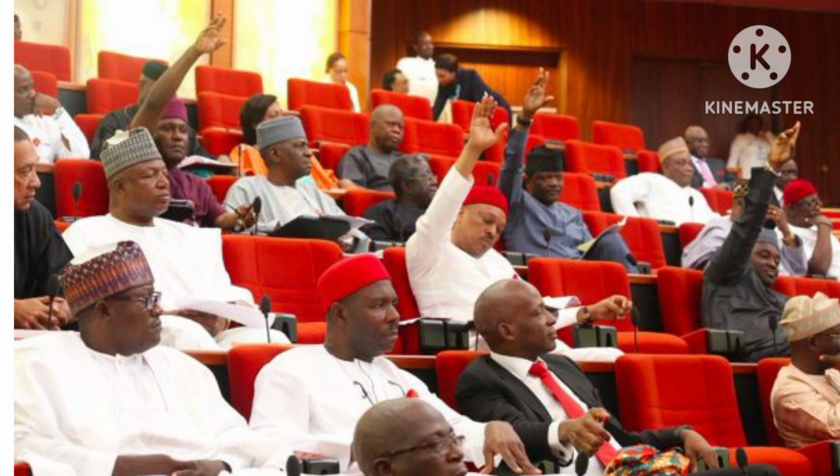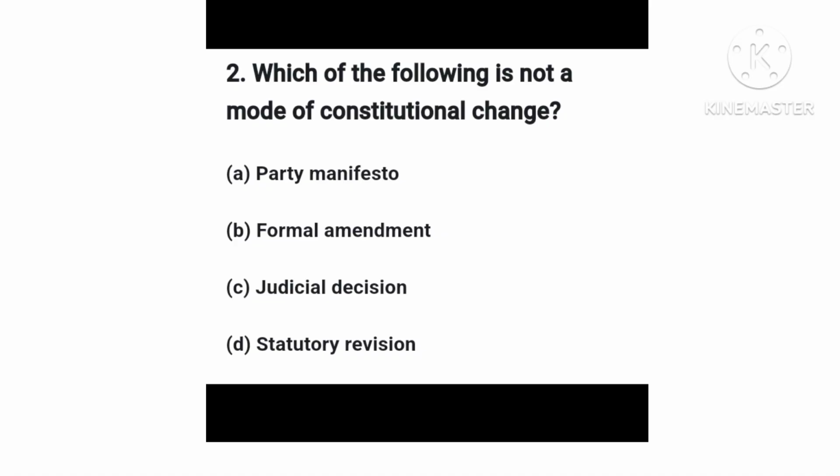After explaining all the items in the options, you will find out that the right answer there is option A, party manifesto. Party manifesto is not a process of changing or amending a constitution. Party manifesto is not a mode of constitutional change. Rather, party manifesto means a program outlined by a political party which they promise to implement if they are voted to power.